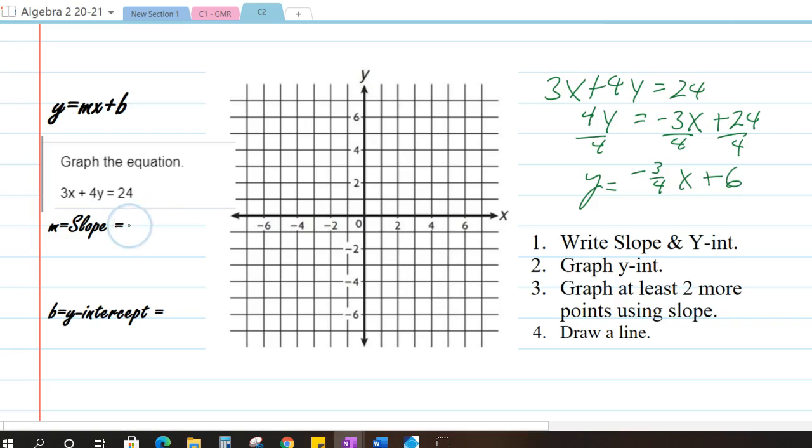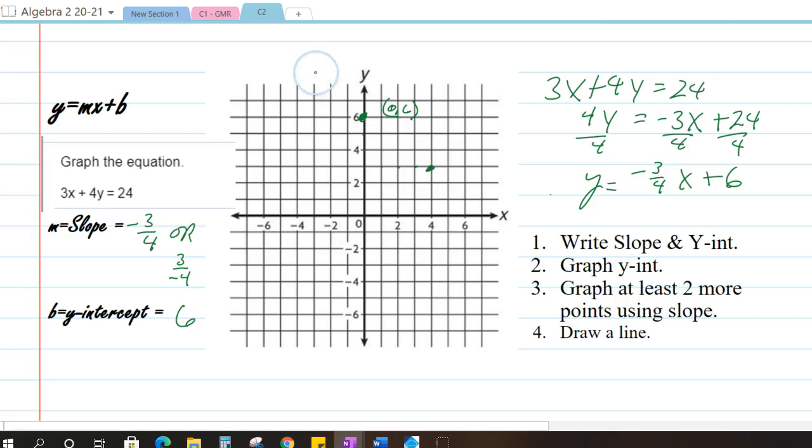My slope, negative 3/4 or 3 over negative 4. Remember, we can go both directions. My y-intercept is 6. Step 2, graph the y-intercept. 1, 2, 3, 4, 5, 6. Label it 0, 6. Then, step 3, graph at least 2 more points. Negative 3 over 4. Negative 1, 2, 3 over 1, 2, 3, 4.